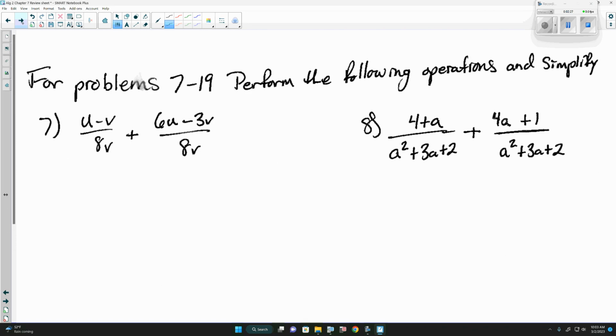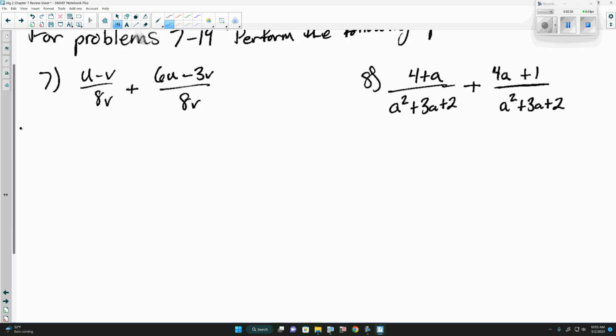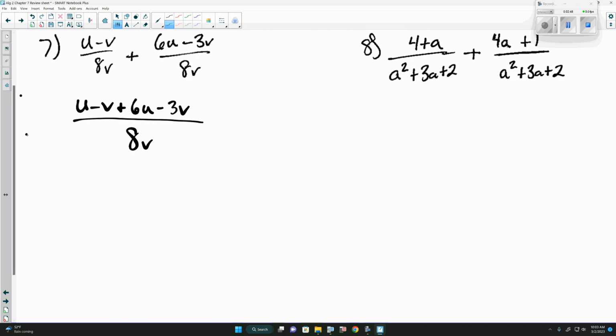Seven through 19, perform the following operation. So with 7 and 8, with addition, subtraction, we need the denominators to be the same. But with both of these here, the denominators are already the same. So we would add the numerators for this one here. U plus 6u is 7u. V minus 3v is negative 4v over 8v.